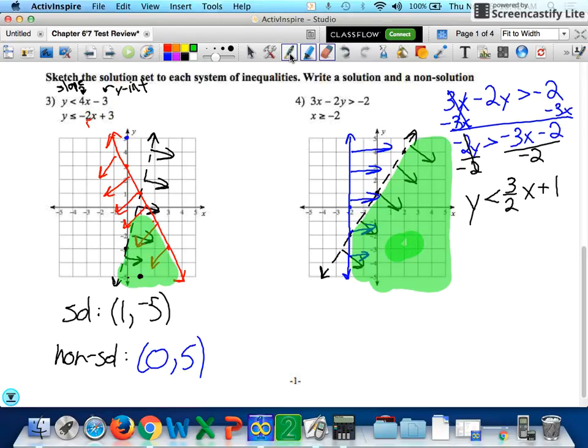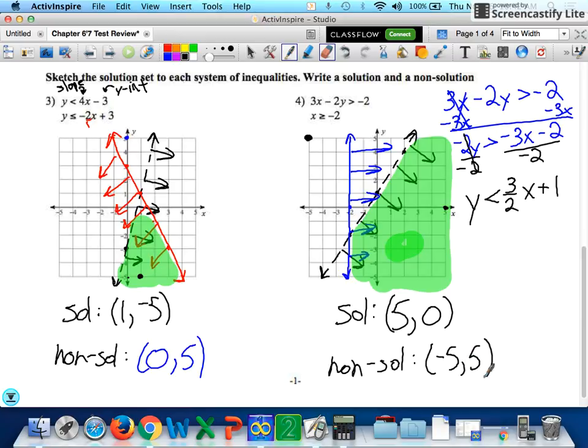So if I want a solution and a non-solution to this, anything down here in this region is going to be a solution. I pick something easy and something really far in there. That's at the point 5, 0. If I want a non-solution, I'm going to pick something really far away from this shaded area. Maybe something way up here in the very top corner. -5, 5. Anything not in this shaded region would work as a non-solution.